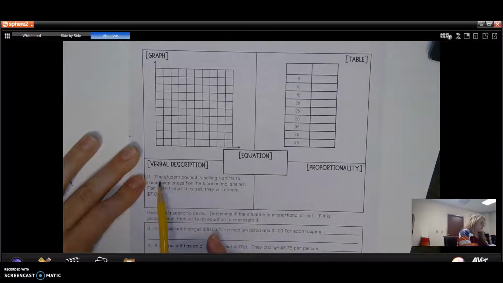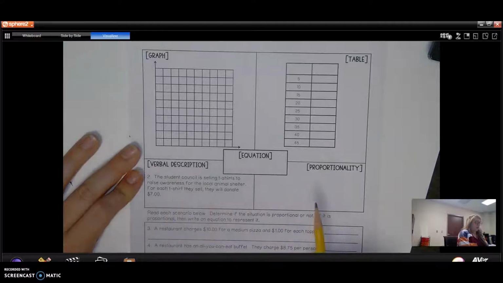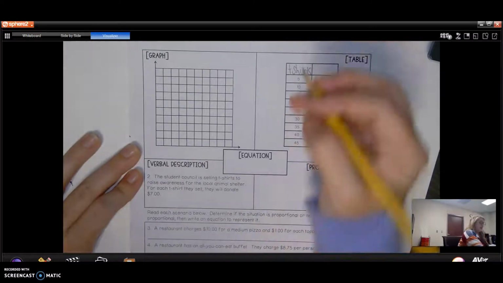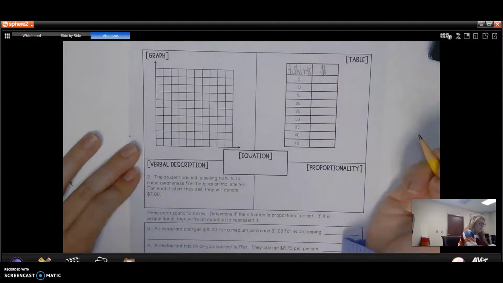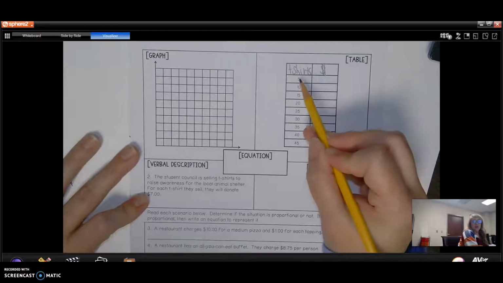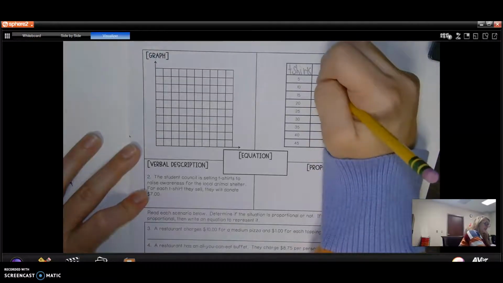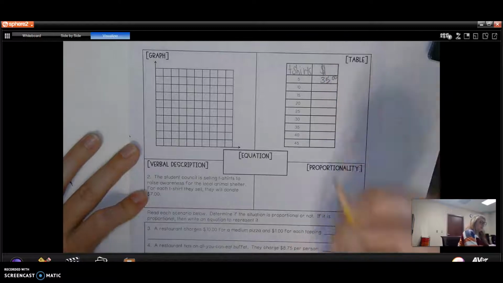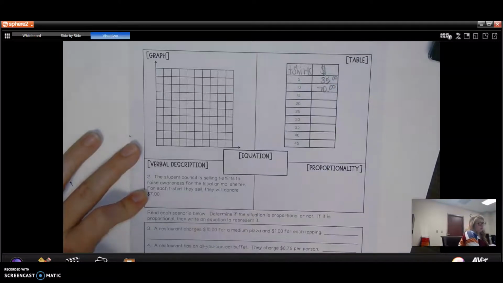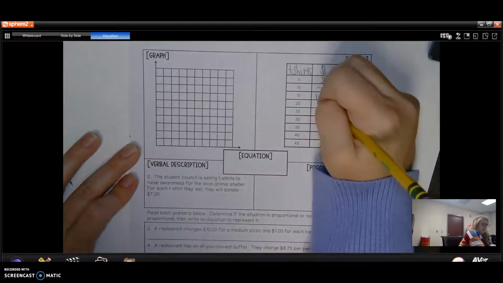For our verbal description, it says the student council is selling t-shirts to raise awareness for the local animal shelter. For each t-shirt they sell, they will donate $7. So this is going to be the t-shirts that are being sold, and this is going to be the amount of money. For each t-shirt, it's going to be $7. So if I have 5 t-shirts at $7 each, that's going to be $35. If I have 10 t-shirts at $7 each, that's going to be $70.